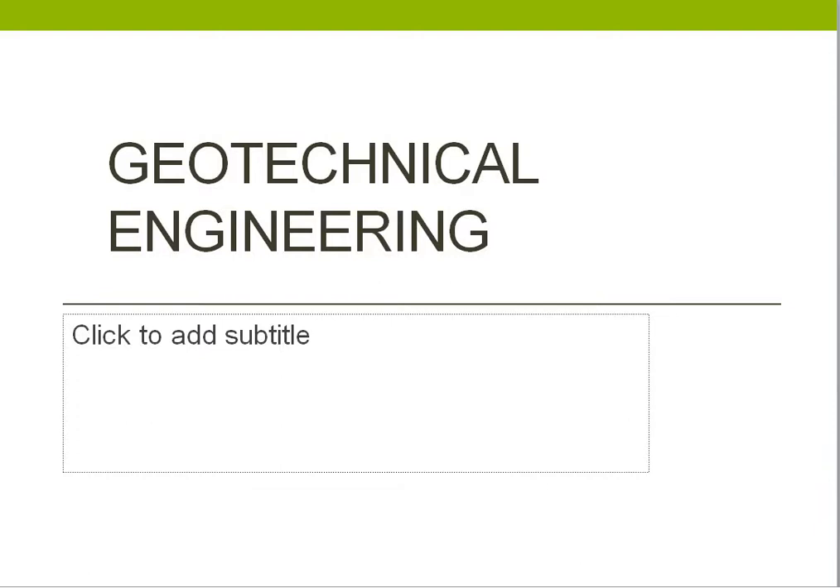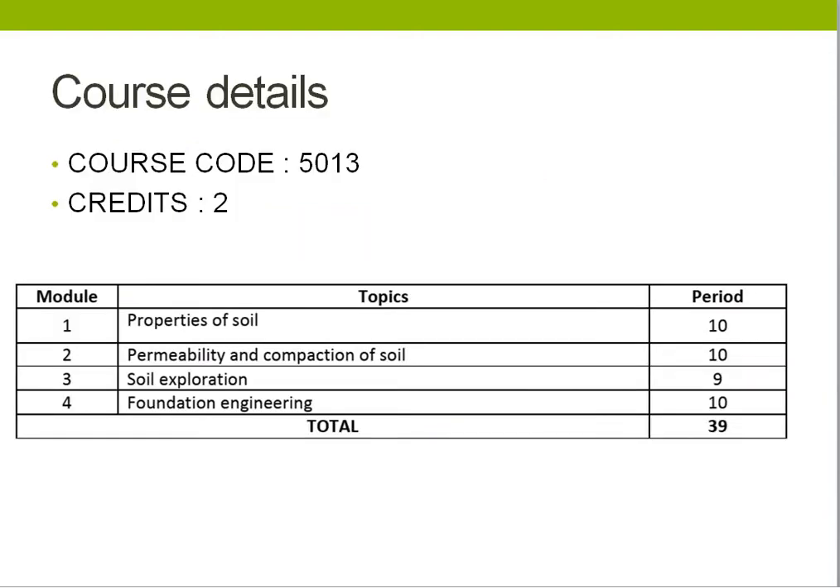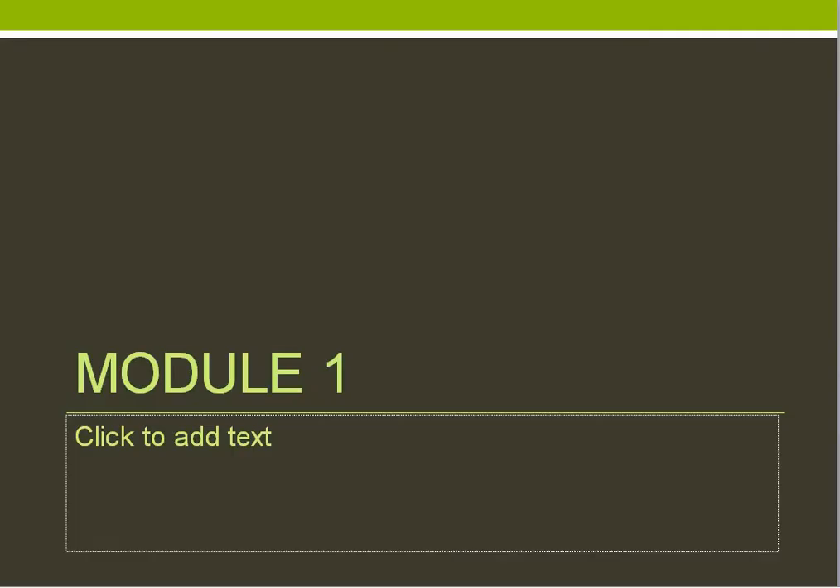For further details of this course, Geotechnical Engineering, is displayed in the next slide. The course code is 5013. This course offers 2 credits for your session. Also, as usual, this course has 4 modules. The main topic of each module is displayed in the table. And also, I plan to complete the entire course within 39 lecture hours. Without delay, I am directly going to the first module of this course.